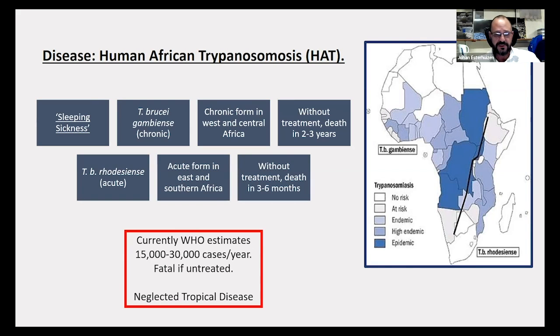Currently, WHO, the World Health Organization, estimates 15,000 cases per year, and they are fatal if untreated. And having said that, it is still considered a neglected tropical disease. Again, if you think about malaria, where there's something like 3 million cases per year, it doesn't sound as serious, but the reason for it being called a neglected tropical disease is because there is actually technology and knowledge available to treat it. It's more a lack of political and financial willpower.